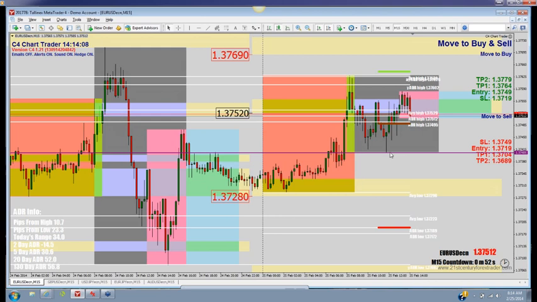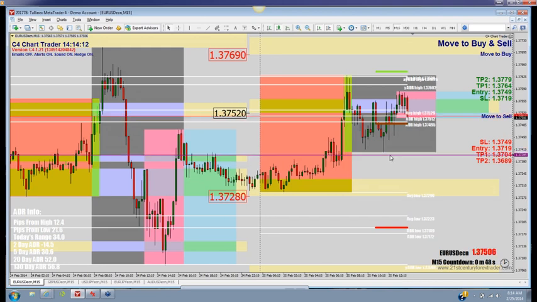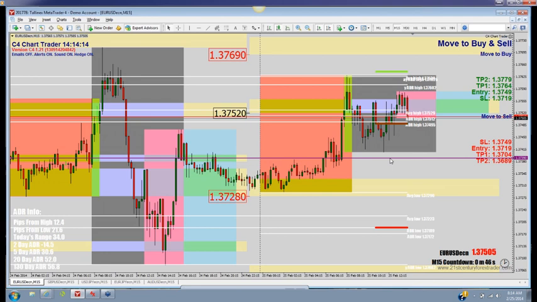37.30, come on. 37.39, right about there. Okay. So 37.39, 37.28, 37.52. These are really the areas that we're most concerned with right now. Channel bottom, channel top, very, very tight range right now on this currency pair. Looks like we've got a lot of momentum that's kind of bringing us through 37.52 right now.